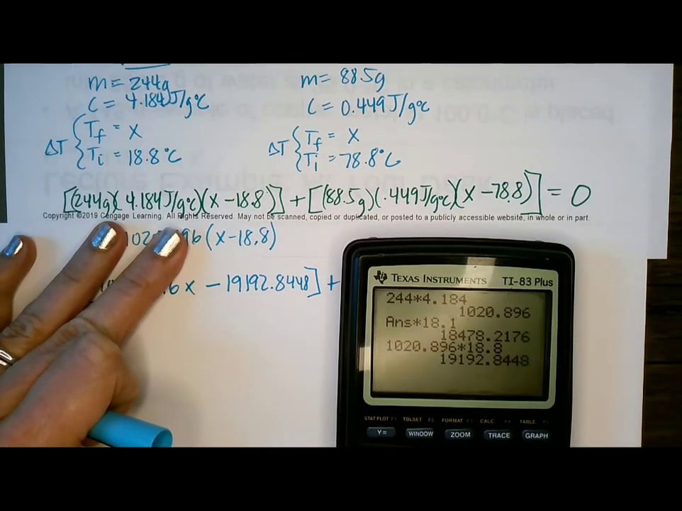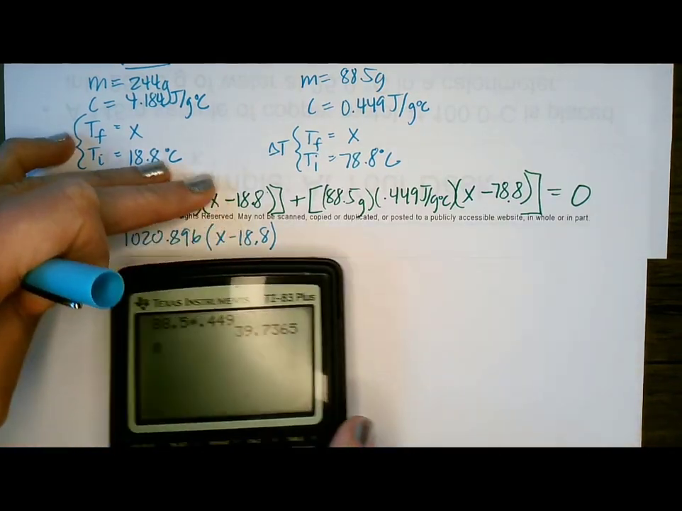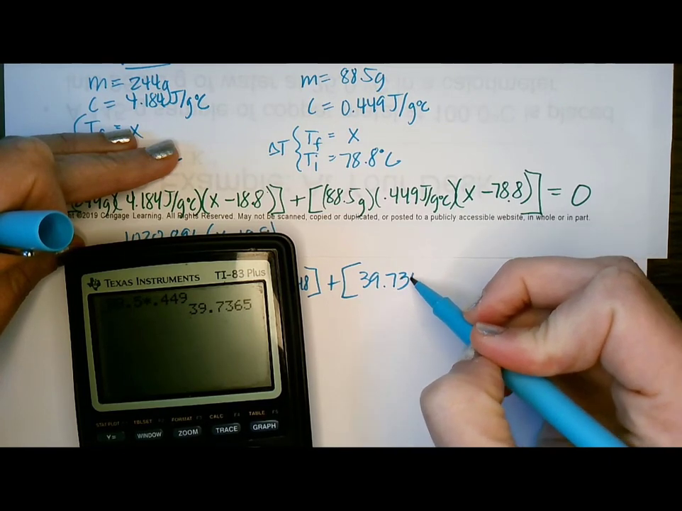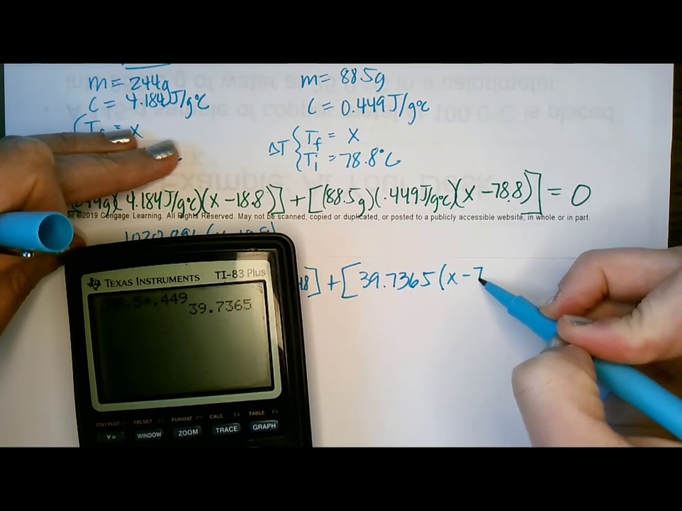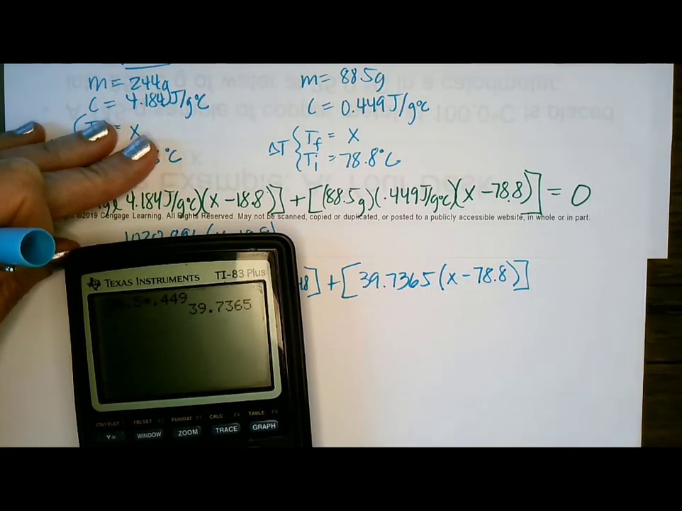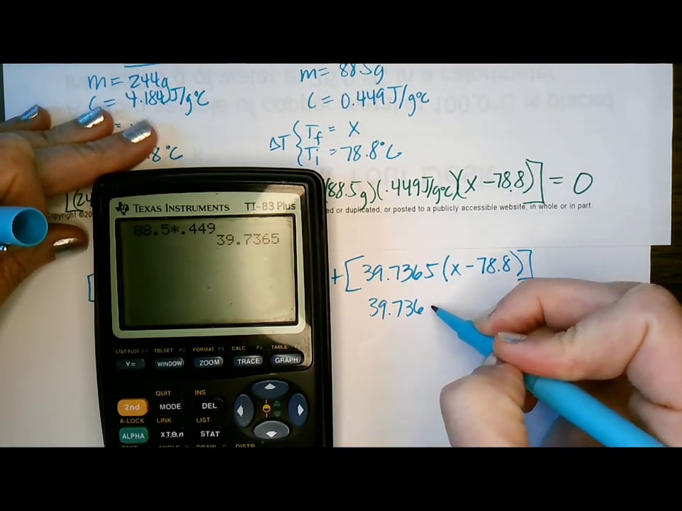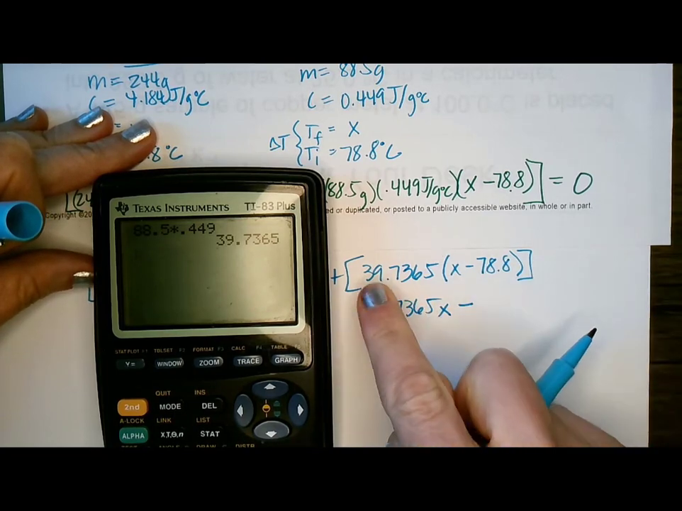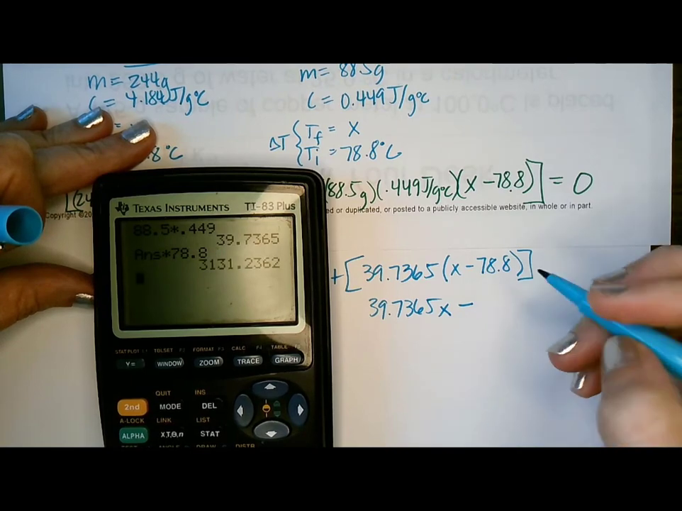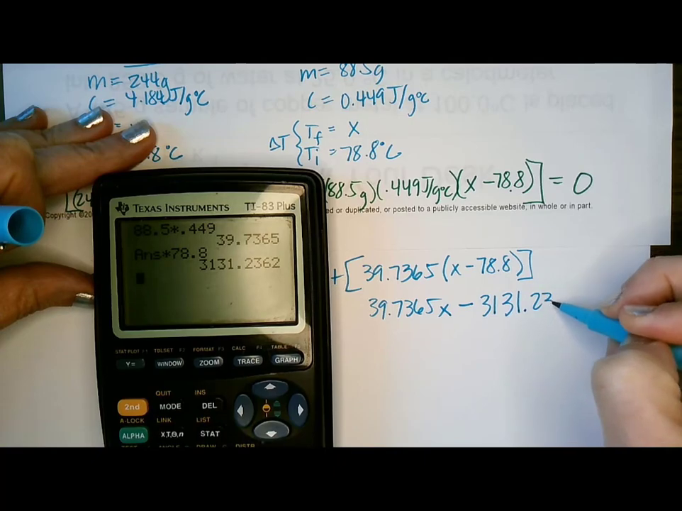88.5 times 0.449 is 39.7365 times X minus 78.8. Let's distribute this so we can get rid of those parentheses. So that would give us 39.7365x minus, we're going to multiply these two together, 78.8 times 39.7365, which is 3131.2362.